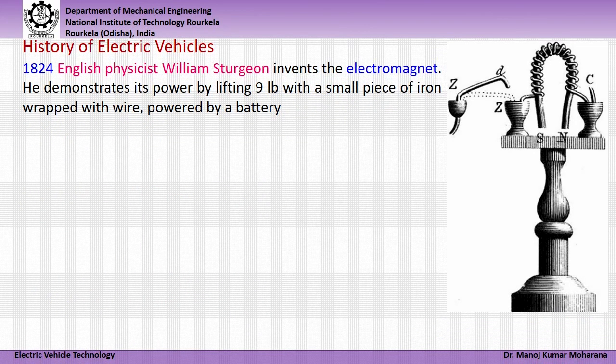In the year 1824, English physicist William Sturgeon invents the electromagnet, and he demonstrated the power of this electromagnet by lifting 9 pound with a small piece of iron wrapped with wire, which was basically powered by a battery, as you can see here on the right hand side.